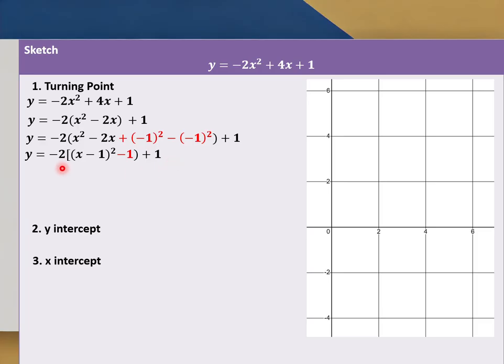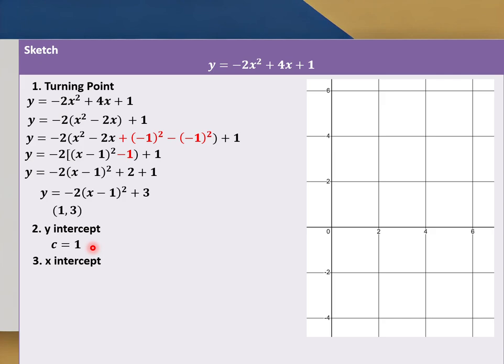We need to get rid of this -2 so we can lose one of these brackets. To do that, I'm going to be putting the -2 in front of it here, and -2 times -1 is +2. Finally, 2 plus 1 is 3, and I've got myself the turning point form. So when this bracket is 0, that is the turning point. So x must be 1, and therefore our y will be 3. For our y-intercept, we go straight back to the original standard form, and our c value is 1. So that c equals 1 will give us our y-intercept.